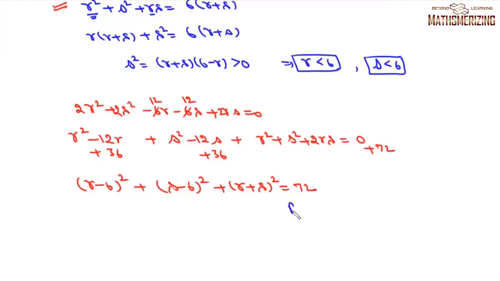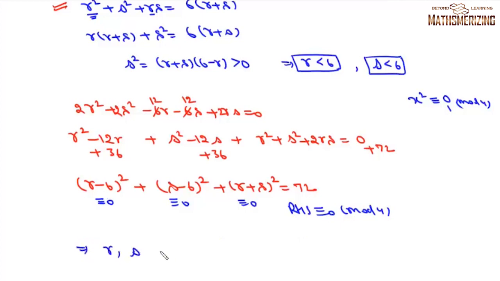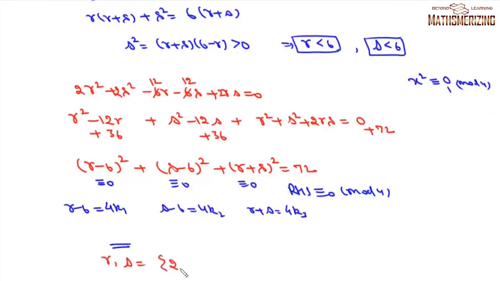Now the right hand side is divisible by 4. So this left hand side must also be divisible by 4. Now we know that any square is congruent to 0 or 1 modulo 4. Now from here we can say both these R and S are even numbers. So now we have this condition that R and S are even, and R and S are less than 6. They can take the value either 2 or 4.